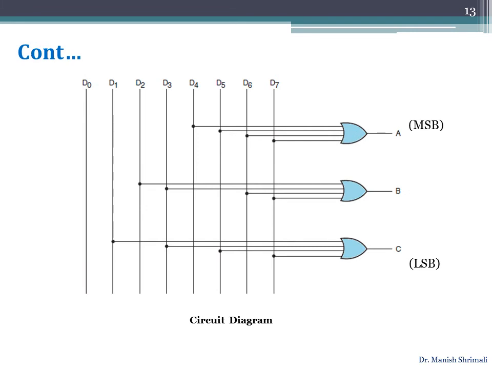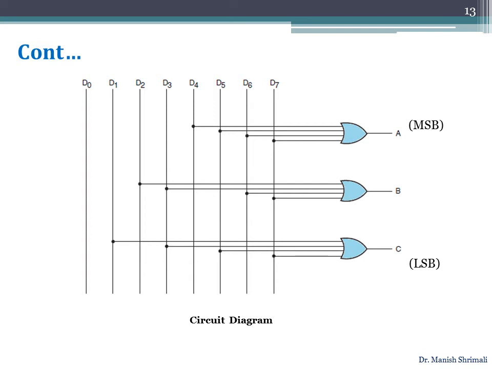Now let us see the working of this encoder, in which you can see that there are input lines D0, D1, D2, D3, D4, D5, D6, D7, and A, B, C are the output lines, in which we have A as the most significant bit and C as the least significant bit. Since the binary equivalent of 0 is again 0, there is no OR gate connected to this input line.